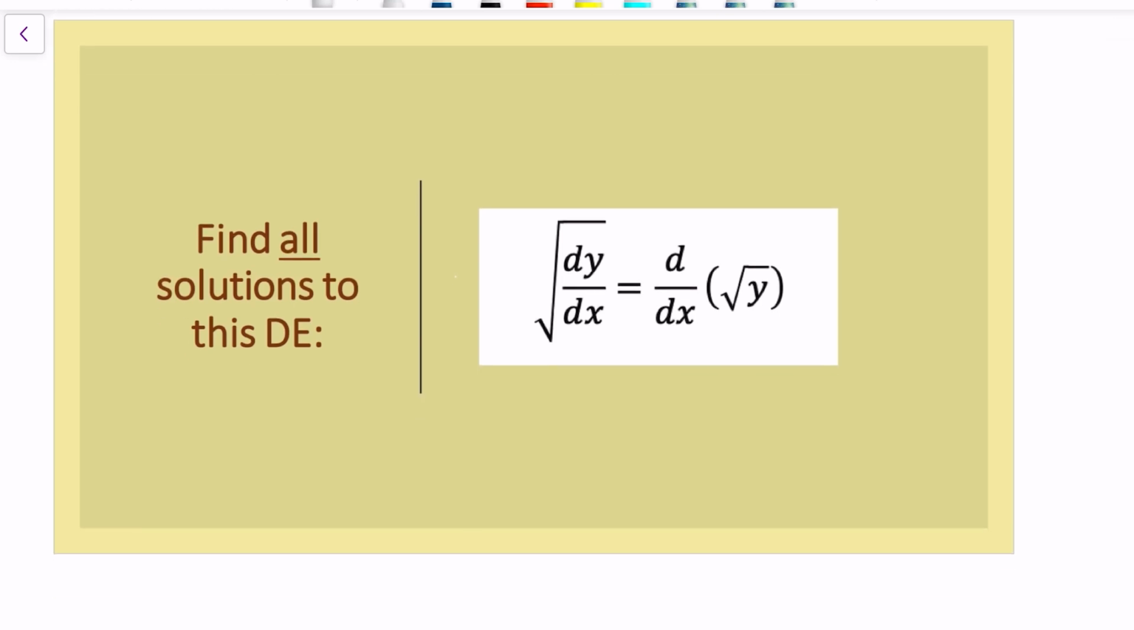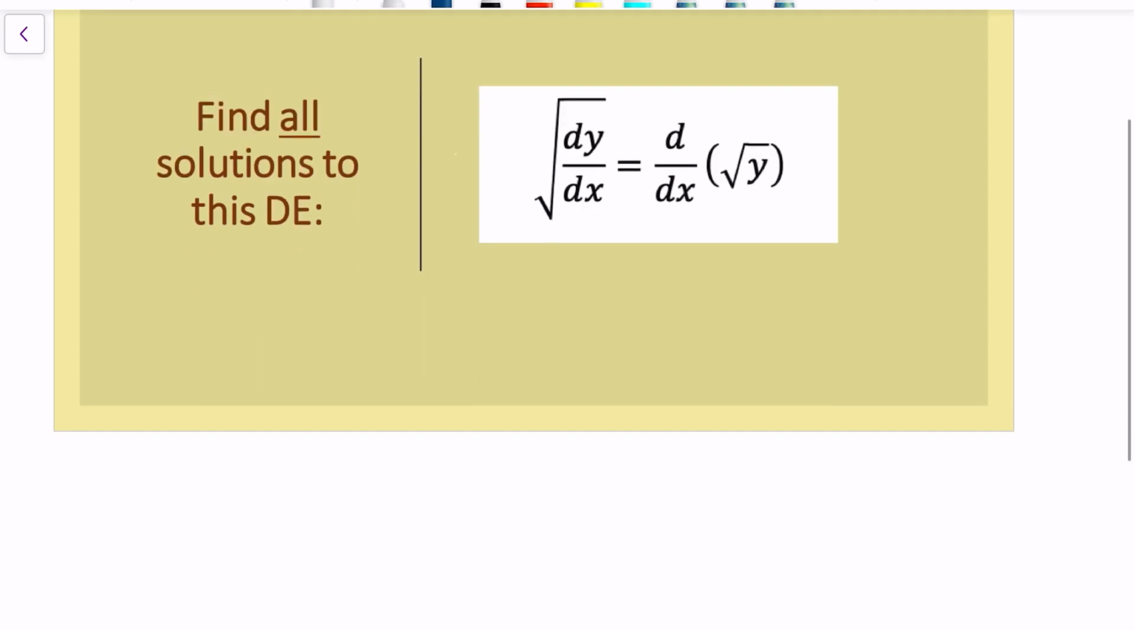Okay, I'm going to actually start there. The tricky one, the one that you might not spot, is a trivial solution, and it's a constant. If y is a constant, if y equals, say, k, a constant, the DE is satisfied. That one there is just by inspection.